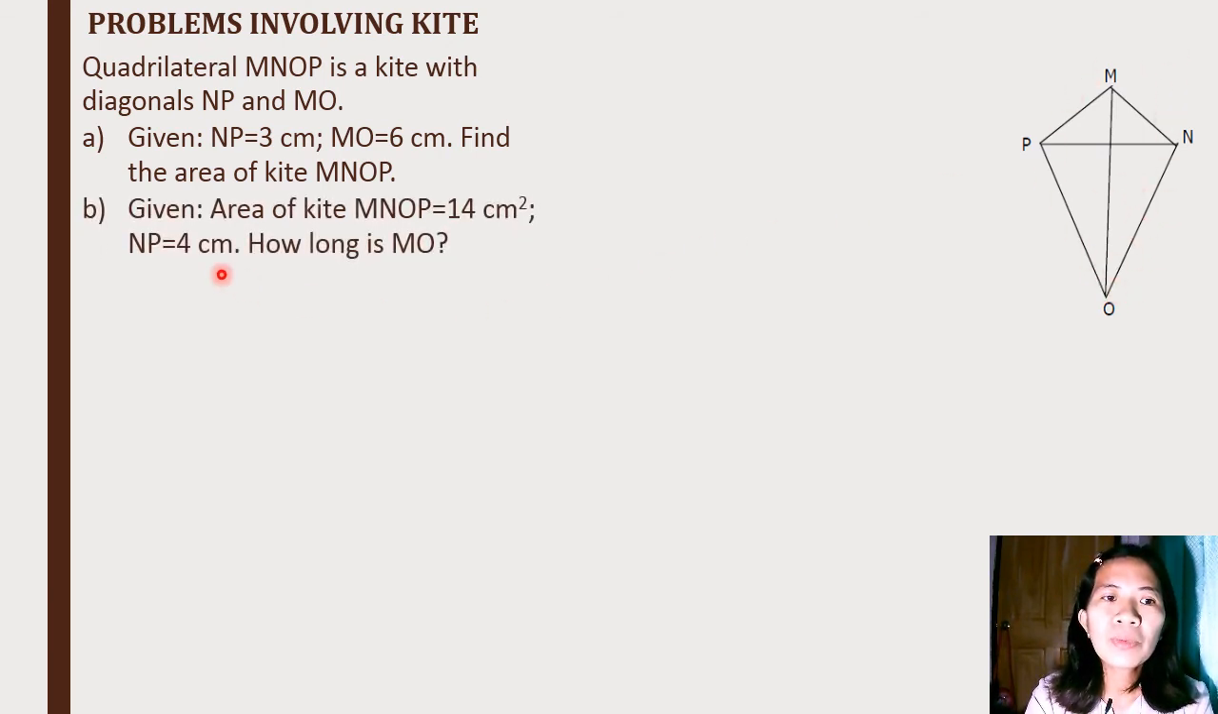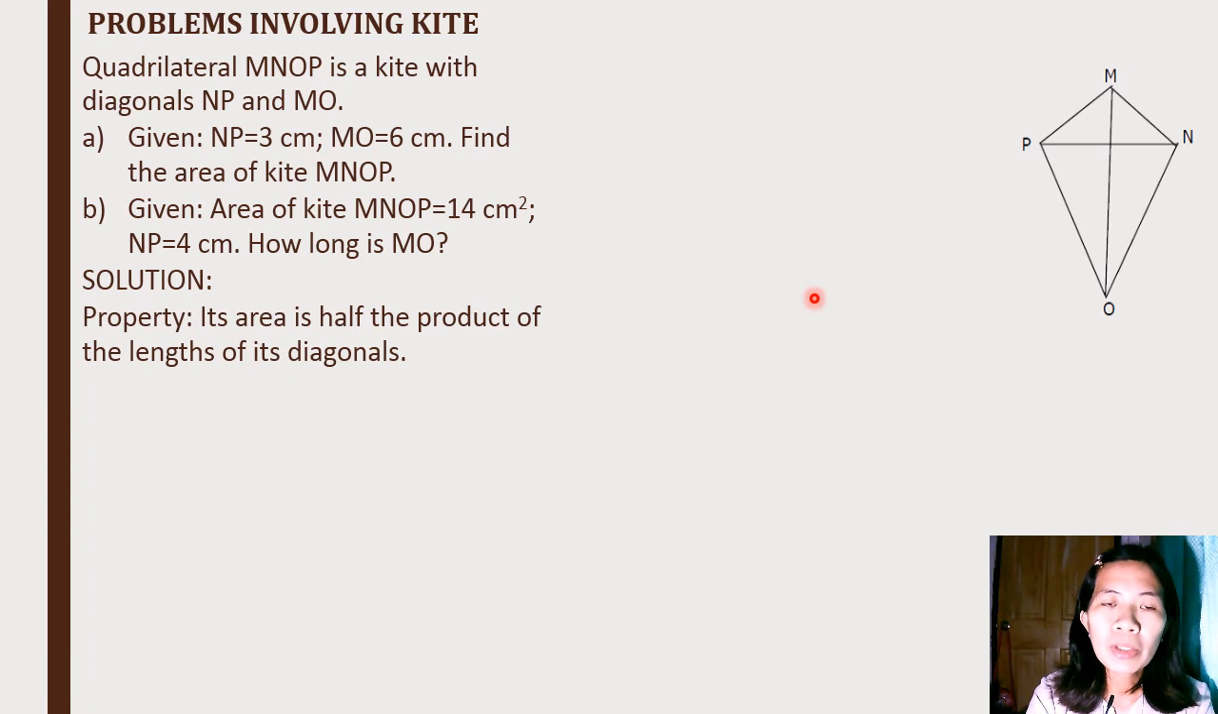And another one, the given is the area of kite MNOP is 14 centimeters squared, and segment NP is 4 centimeters. How long is segment MO? So in the second given, the area is given and one diagonal, and we're going to find the measurement of the other diagonal. Okay, so let's have the solutions.